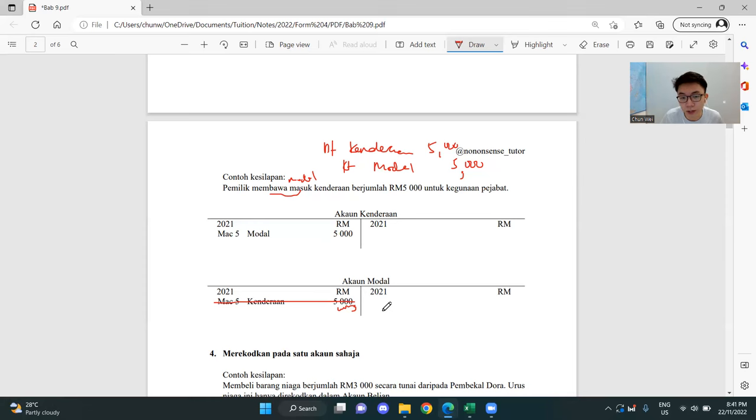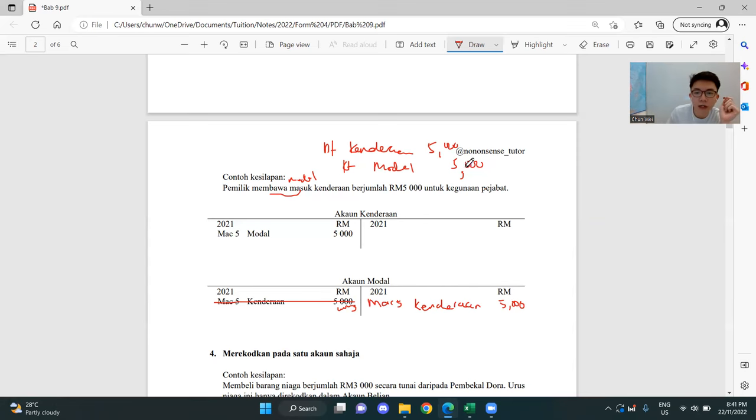Okay, so now after you potongkan and you put your signature, then you put the correct one lah. So it will be on the credit side. So you just write back March 5. So here you have to credit account kenderaan. How much? 5,000. This is how you record for this kind of error.